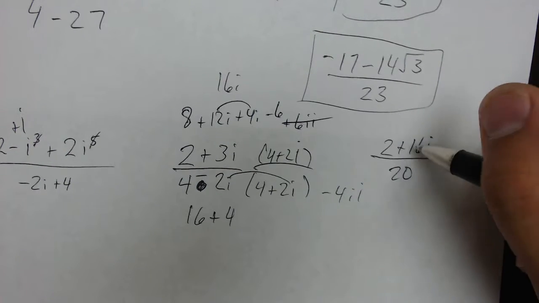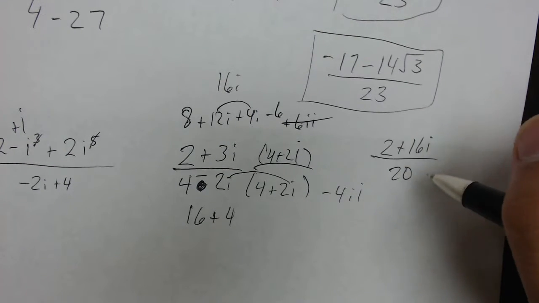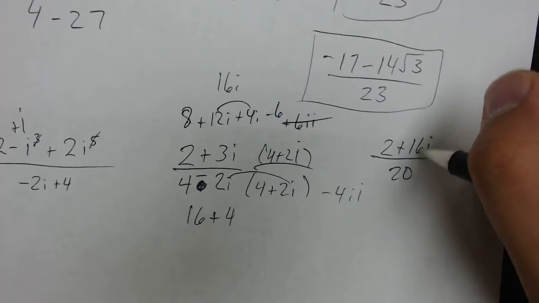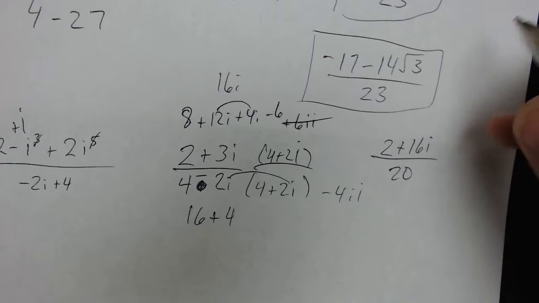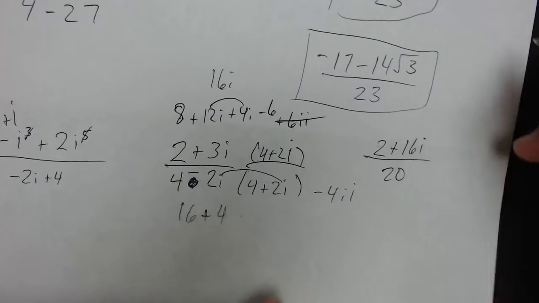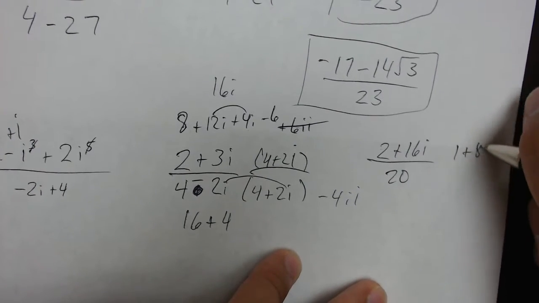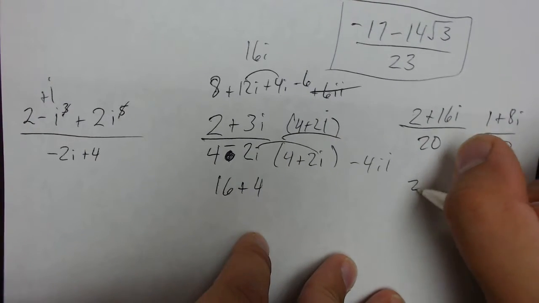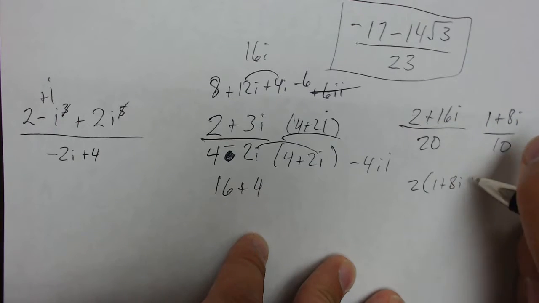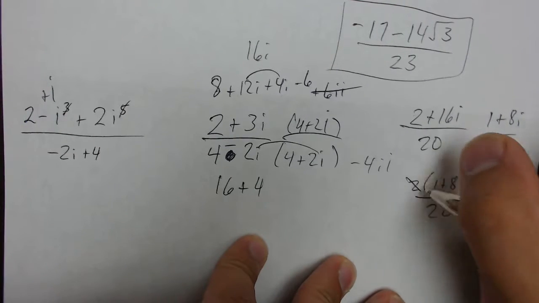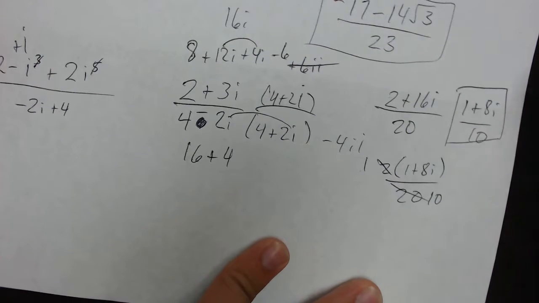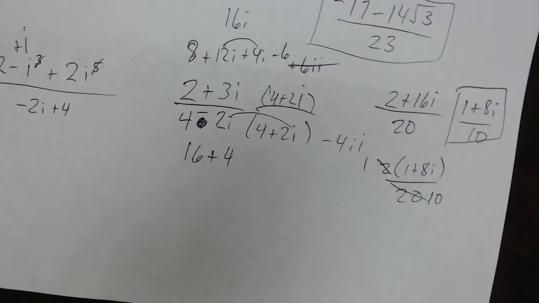From here, I can go ahead and divide by 2. I can either factor the numerator or just realize that I can divide both of them by 2. If I divide both terms in the numerator by 2, I get 1 plus 8i over 10. If I factor it, then I have 2 times 1 plus 8i over 20, which cancels to 10. Both ways get you the same answer. Feel free to use whichever one you like. And I believe that's it.